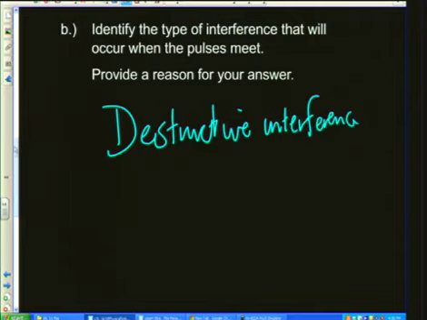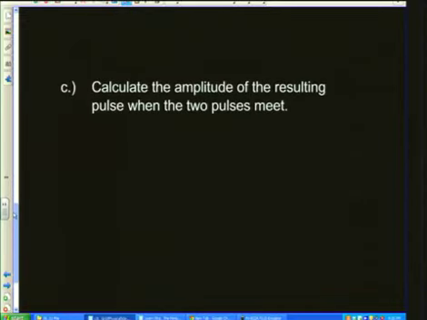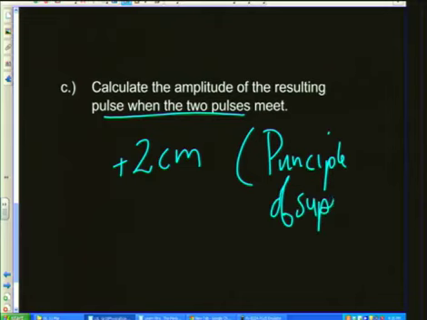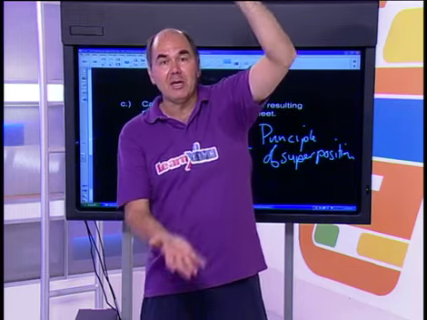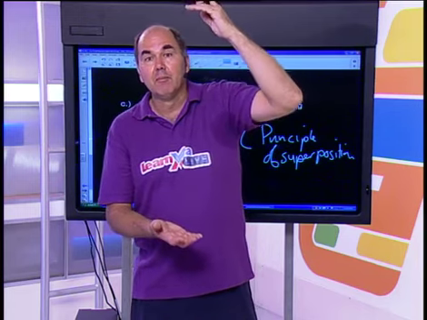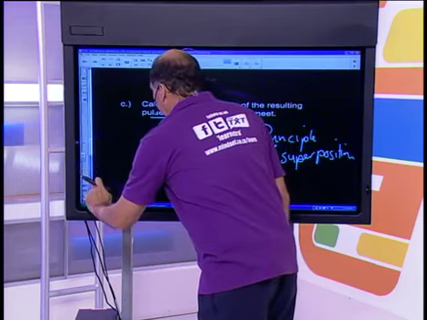And the last part of this question, I think, now there's one more, is calculate the amplitude of the resulting pulse when the two met. Well, we've done it already. It's going to be +2 centimeters. We use the principle of superposition. Very important principle, superposition. What's happening is the one is pushing the particles up by 5, the other is pulling down by 3. Add the two together, -3 plus +5 gives you +2. And that's where we get the answer.